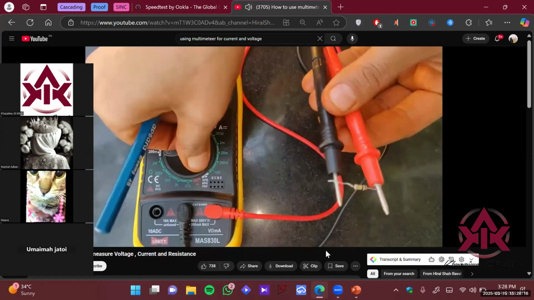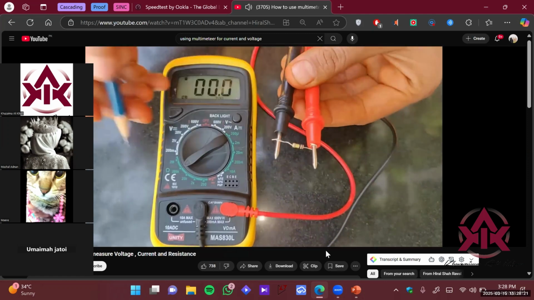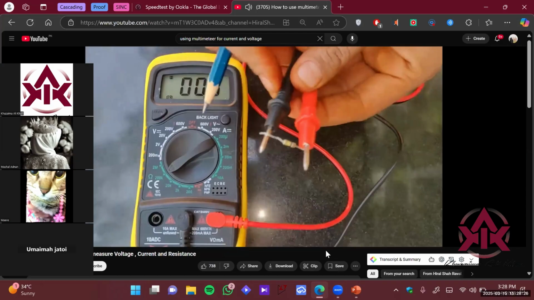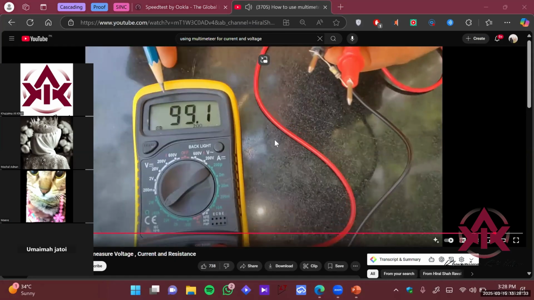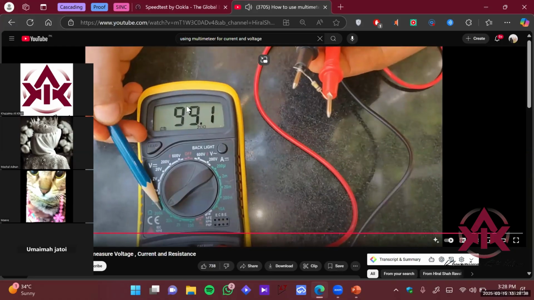Once you get the theoretical value, you can easily choose the range. Here I have chosen the range 200 kilo ohm, and you can see it is showing about 100 kilo ohm. It was a 100 kilo ohm resistor actually, but you get 99.1, and K is here, so we are measuring kilo ohms. There are some errors in readings also, which you will learn in a while. So this is just a discussion over here.